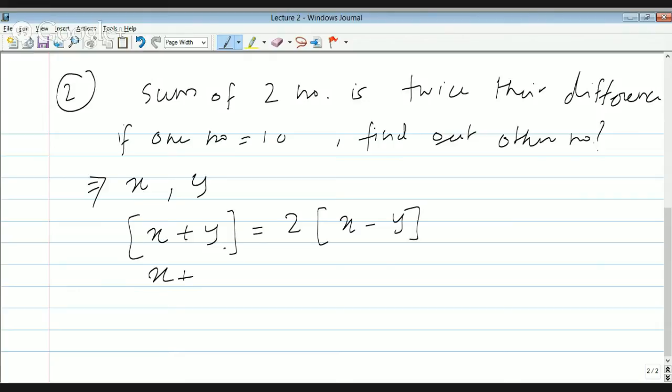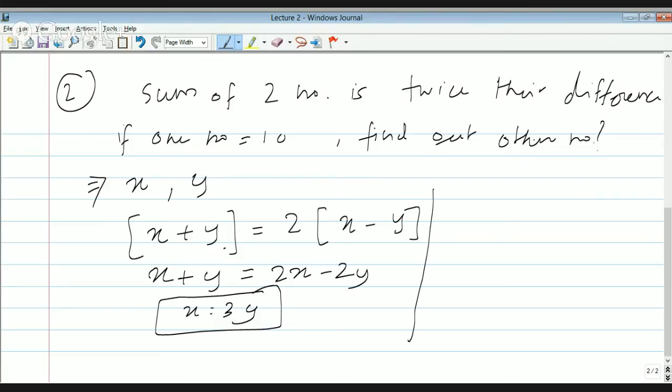If we remove the brackets, we get x plus y is equal to 2x minus 2y. We further get x equal to 3y. This is the equation. Now in this case, one of the numbers is already given.